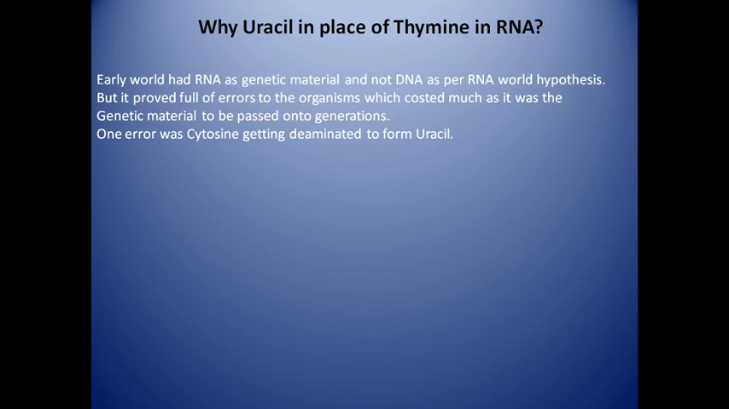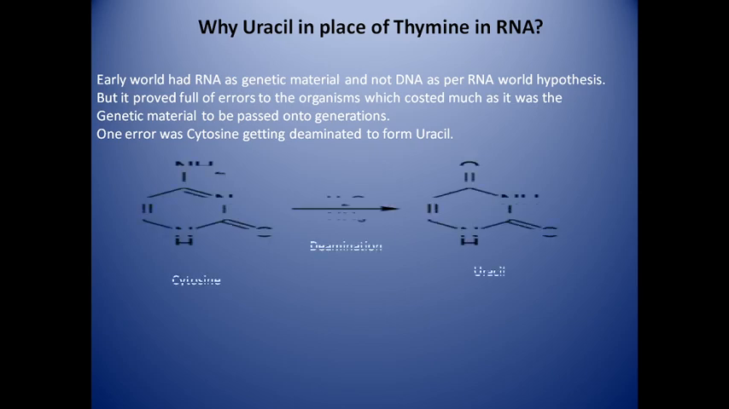So there was a problem in its correction. Eventually the organisms chose DNA as their genetic material. Here you can see cytosine: upon deamination and addition of water, it changes into uracil. Here we have this amino group and here we have this oxo group. Upon deamination and addition of water, we have two oxo groups, which forms uracil. So cytosine, upon deamination, forms uracil.